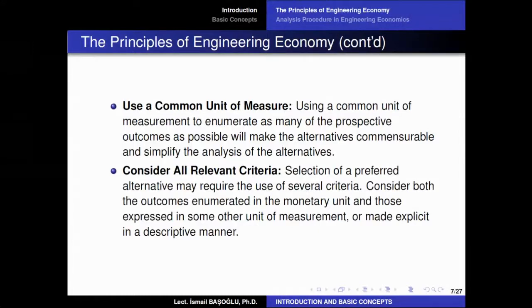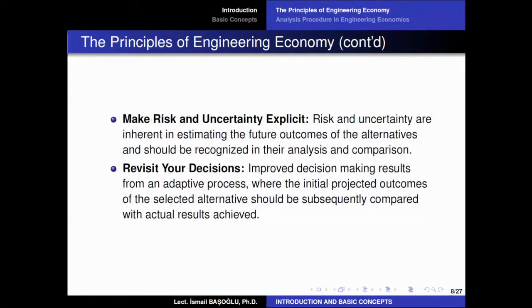But in engineering economics, we convert all criteria into a monetary criterion, so we can choose the best alternative. We are going to convert every prospective outcome into a monetary unit. Then we are going to make this comparison with respect to economic analysis. And we also need to make risk and uncertainty explicit. Risk and uncertainty are inherent. They exist in estimating the future outcomes of alternatives.